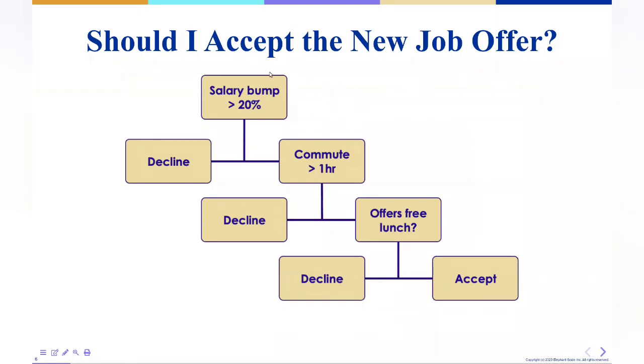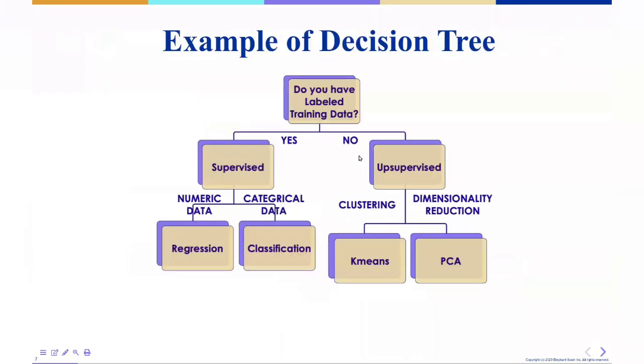So basically, you go through a tree. Am I getting a bump? Do they give me lunch? How's my commute? It's pretty straightforward. We know how to navigate the tree, right? But creating the tree takes a little bit of thinking, right?